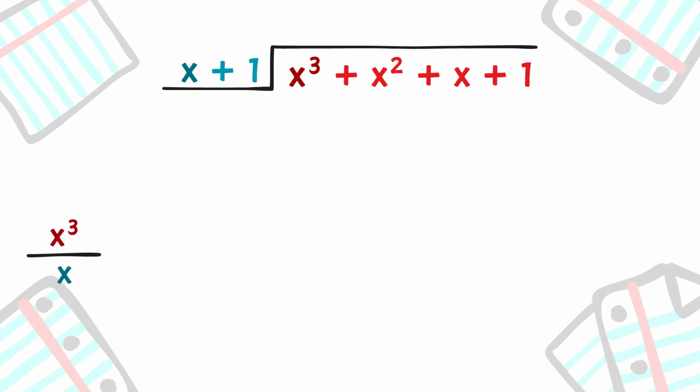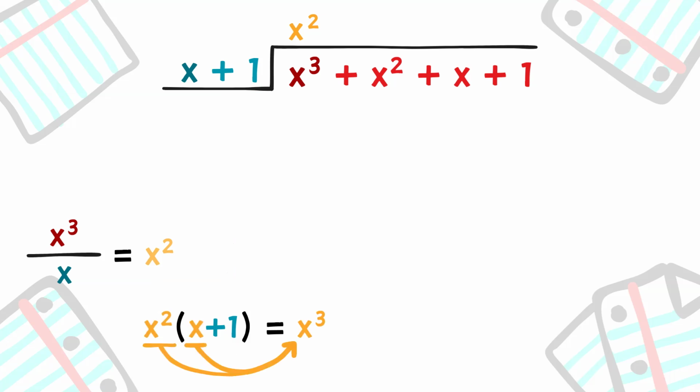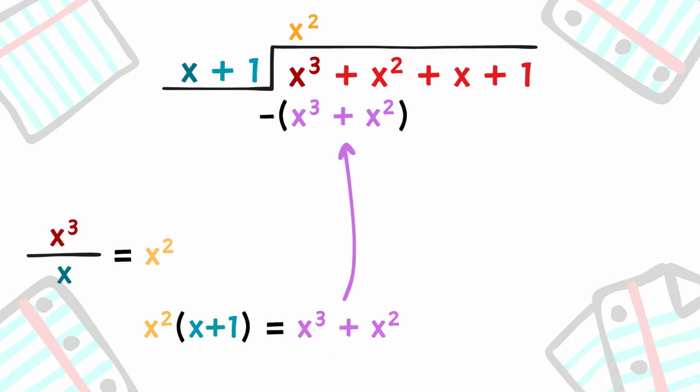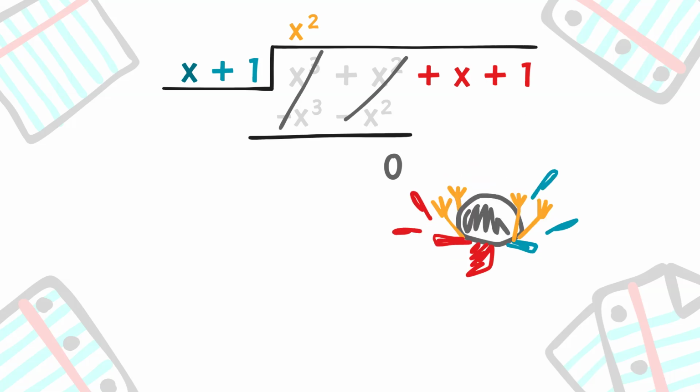X cubed goes into x squared times. What is x squared times x plus 1? That would be x cubed plus x squared. Now let's subtract this from the dividend. X to the power of 3 minus x to the power of 3 is 0. And x squared minus x squared is 0 as well. Wow, look at that. Two birds with one stone.